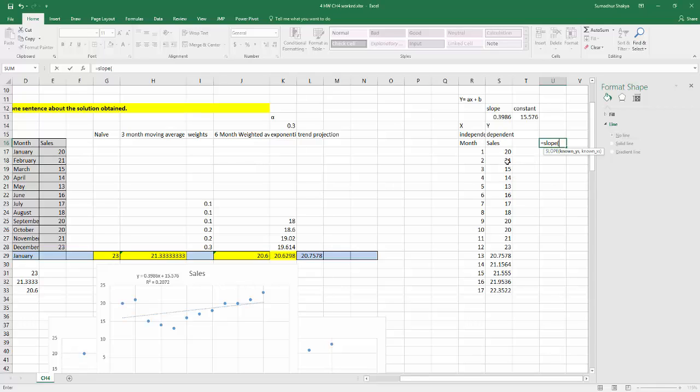You can use that as a formula. Known y's would be, remember, only up until the 12th month, comma, known x's. Known x's would be your independent variable. Make sure you select the same range for both x and y. So that gives you the slope again, which is the same here.